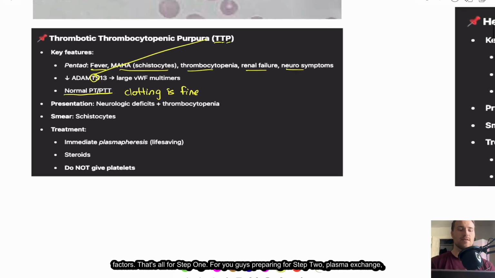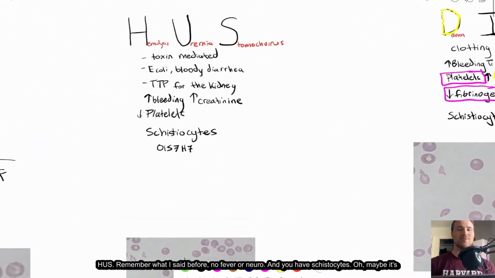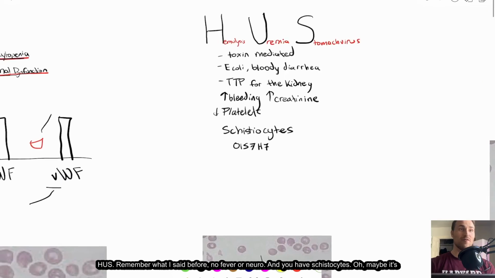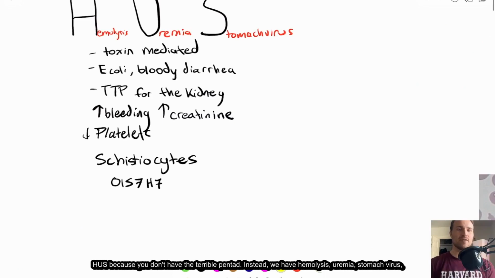For you guys preparing for step 2, the treatment is plasmapheresis and steroids, and do not give platelets. Okay, I know you're excited for this one, HUS. Remember what I said before, no fever or neuro, and you have schistocytes? Ooh, maybe it's HUS, because you don't have the terrible pentad.